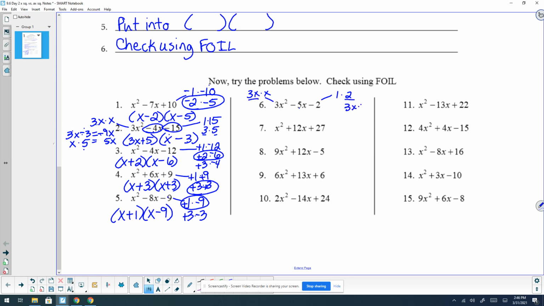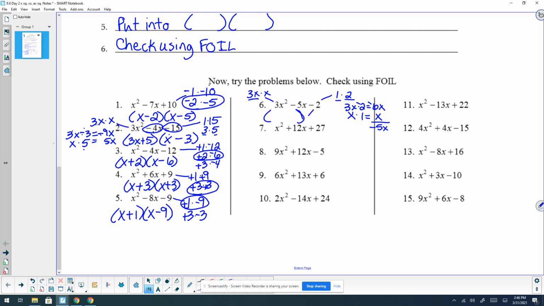When I use 3x times 2, I get 6x. Since I use 3x, I have to use x. Since I use 2, I have to use 1. That gets me a single x. Now, how can I make 6x and x into negative 5x? That's by making the 6x negative, which means my 2 has to be negative. Negative 6x plus x would be negative 5x. And now on to how do I put it into my 2 sets of parentheses.